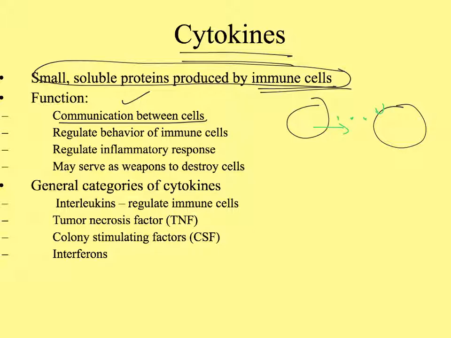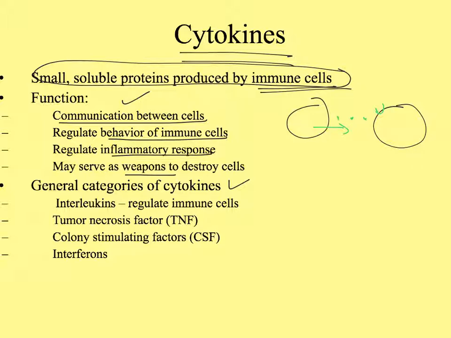So cytokines regulate the behavior of immune cells. They will regulate inflammation. They can also serve as weapons. There are a couple of categories of cytokines, and they know a ton about this. You can take a whole graduate program on immunology, so you guys are just really dipping your toe into the immunology pool.